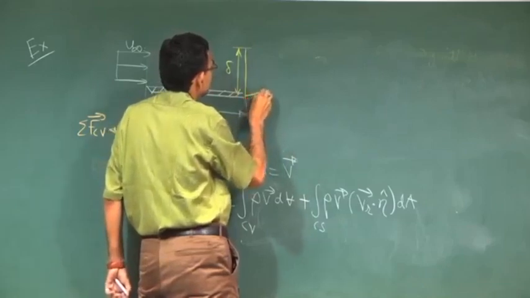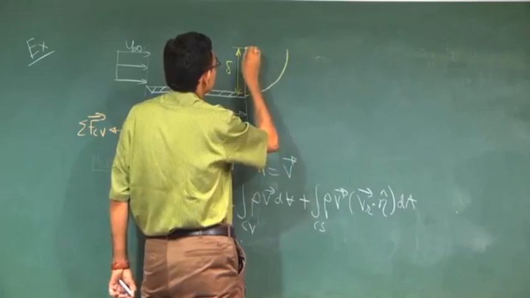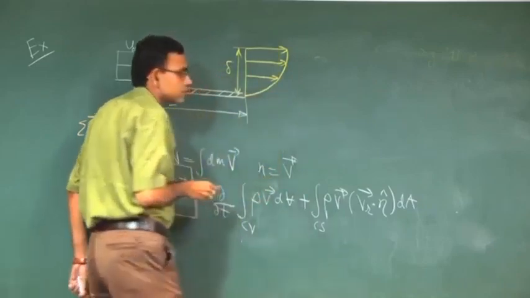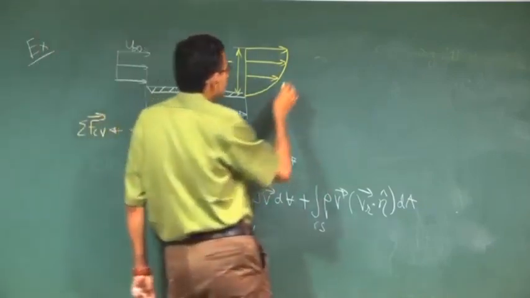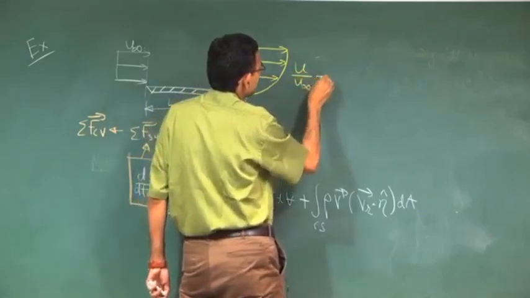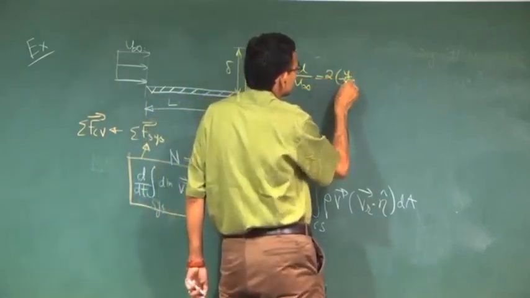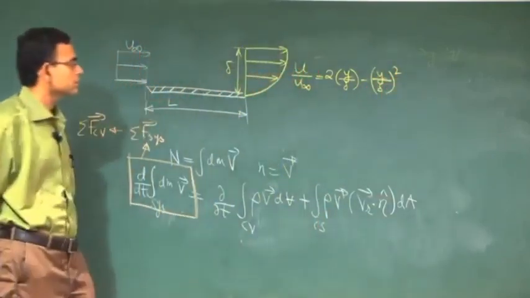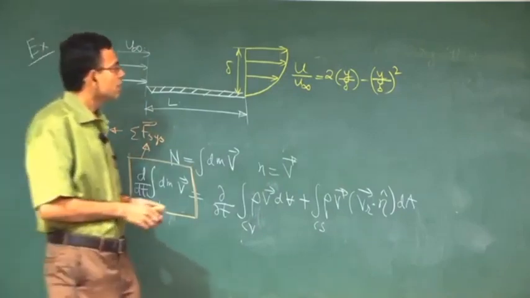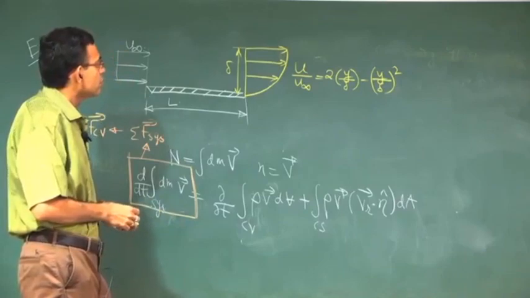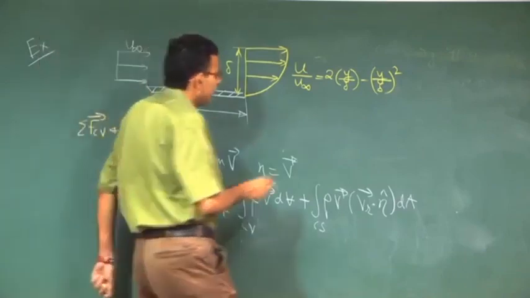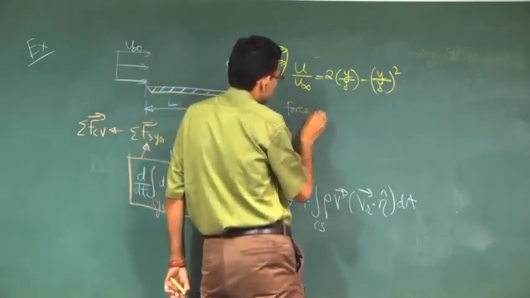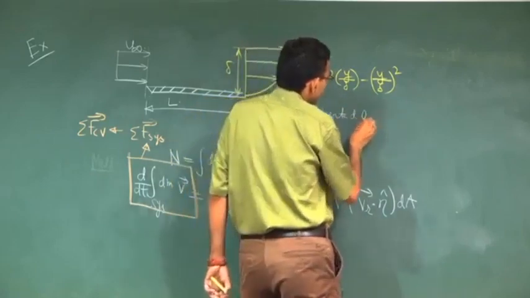So the velocity profile here is given by u infinity. The question is, what is the force exerted by the fluid on the plate?